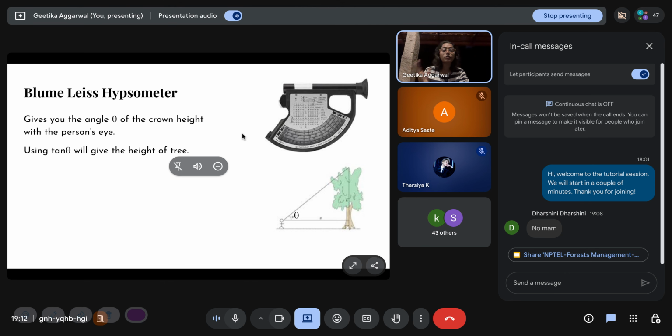So these are different ways in which you can measure the height of the tree. There are two direct ways basically. You just put a rod against the tree and get the height, or you make somebody climb the tree and throw a string down, get the height. Or you can use similar triangles by using the shadow method, or you can use Christen's hypsometer, or you can use trigonometry, and for that you can use Blume-Leiss, or you can use a normal protractor to just get the angle of the tree.